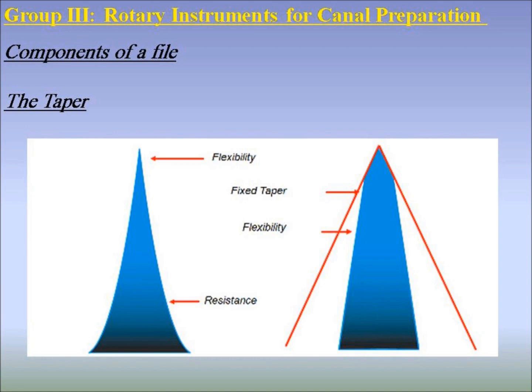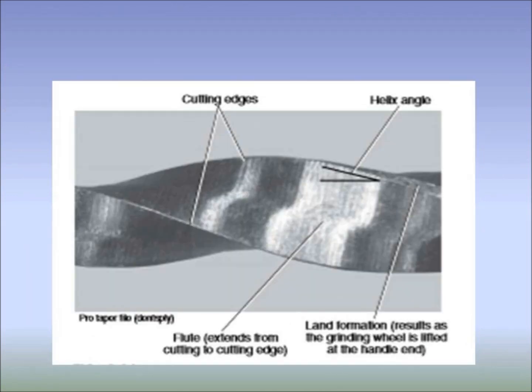Some manufacturers express the taper in terms of percent. For example, universal 0.02 taper is a 2% taper. Number 2, the flutes of the file. It is the groove in the working surface used to collect soft tissue and dentine chips removed from the wall of the canal. The effectiveness of the flutes depends on its depth, width, configuration, and surface finish.